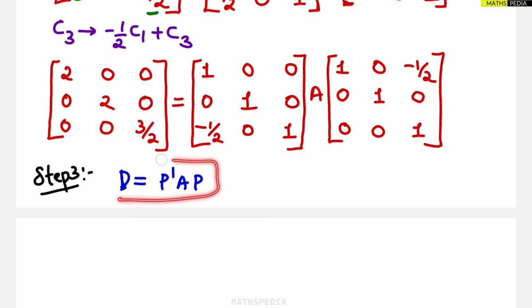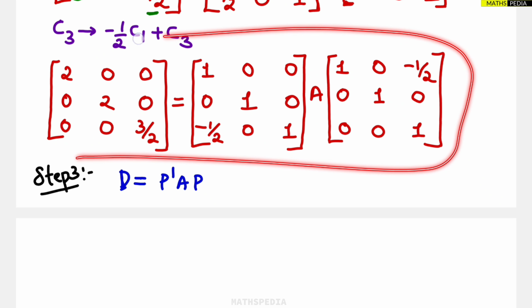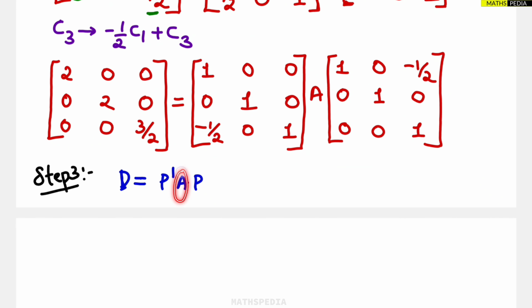If we compare this particular form and this particular thing, it is exactly the same. A is sitting in the middle, P transpose is sitting over here, and the P matrix is sitting over here. So why did I say P and P transpose? See, if the P matrix is nothing but this matrix, and you take the transpose of this, if you change the rows into columns, you will arrive at this matrix, which is the P transpose, and it is equal to D, the diagonal matrix. The diagonal matrix will have the diagonal elements only, and the other elements will be 0.